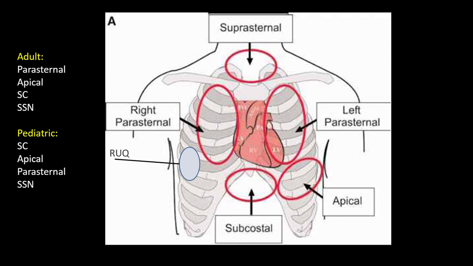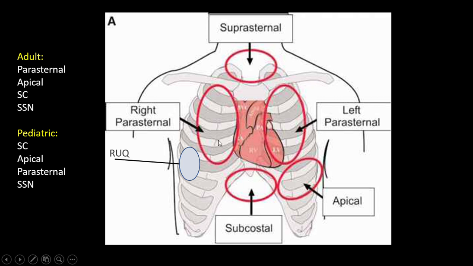We have four main acoustic windows for transthoracic echocardiography: left parasternal, apical, subcostal, and suprasternal notch. But as we know, wherever and any spot that sound can pass through and get to the area of interest, we can use it as an acoustic window.